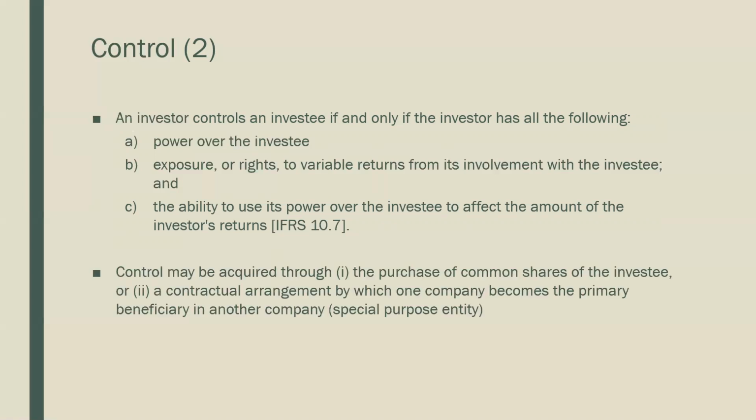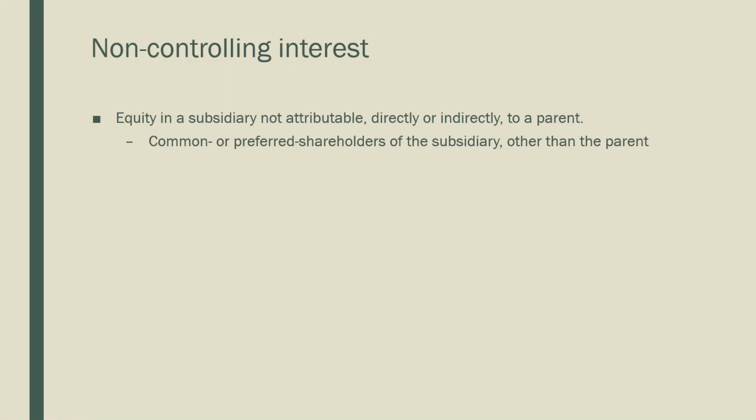Control may be acquired through the purchase of common shares of the investee or a contractual arrangement by which one company becomes the primary beneficiary in another company. And that other company is called a special purpose entity. Non-controlling interests is basically equity in a subsidiary that is not attributable to the parent, either directly or indirectly. And these include the common shareholders or preferred shareholders of the subsidiary other than the parent company, and shareholders of a variable interest entity other than the primary beneficiary.